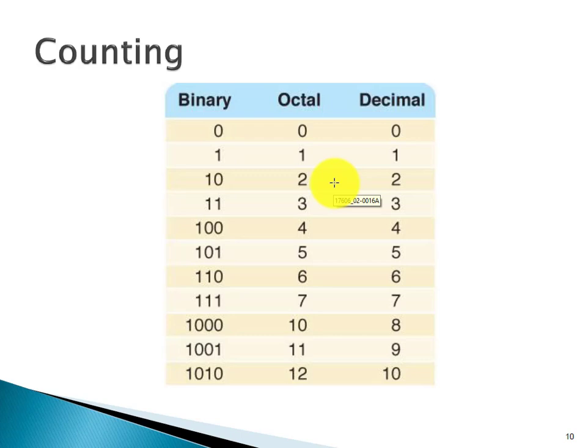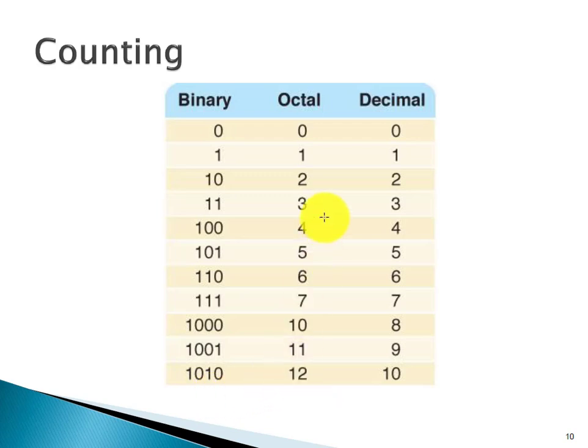So we can see binary and decimal: we have 0, 1, 2, 3, 4, 5, 6, 7, 8, 9, 10. Octal: 0, 1, 2, 3, 4, 5, 6, 7, 10, 11, 12, 13, and so on. Binary will be 0, 1. Okay, there's no 2, so it's 10, 11, 100, 101, 110, 111, 1000, 1001, 1010, 1011, 1100, 1101, 1110, 1111. And then what will be the next number? 10000. That will be the next number.